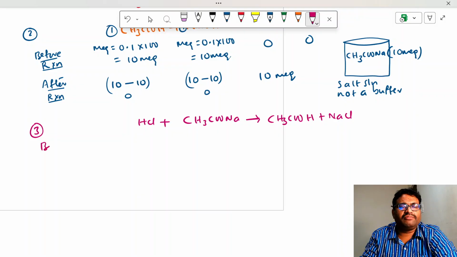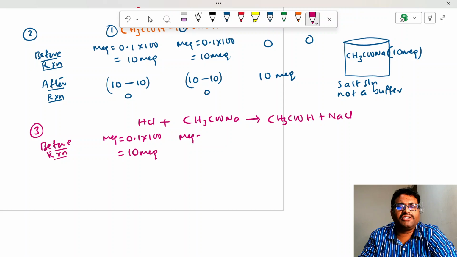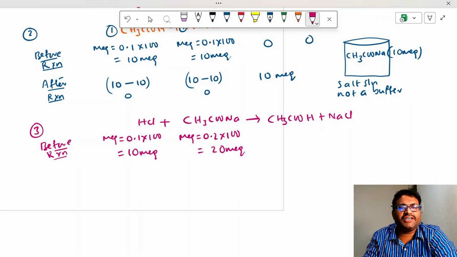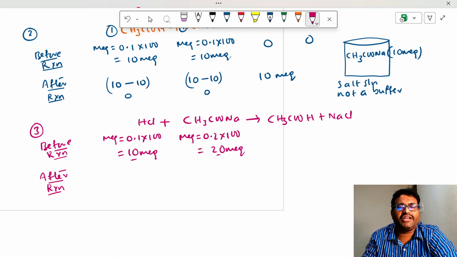So before reaction, or before mixing, what is present? Milliequivalents of HCl is 0.1 into 100, that is equal to 10 milliequivalents, and sodium acetate milliequivalents is equal to 0.2 into 100, that is equal to 20 milliequivalents. Before reaction, we did not mix them. Now we are mixing that. So after reaction, after mixing, what happens? Here we have 20, here you have 10. So 10 completely reacts, 10 minus 10 milliequivalents, that gives you 0.